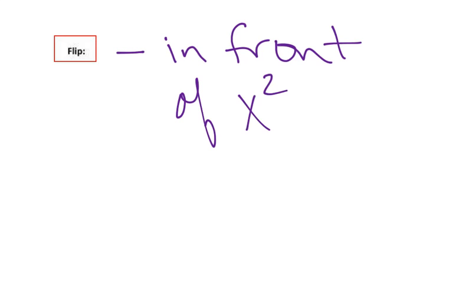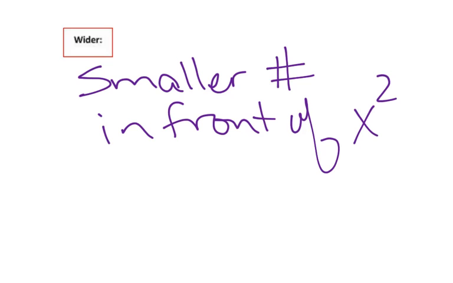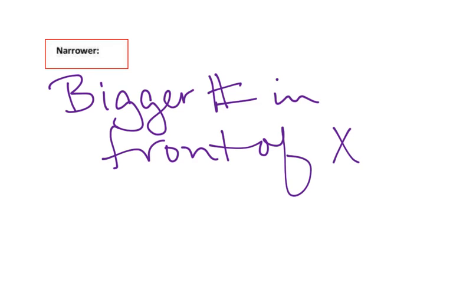So you need to know what you can do to the equation to cause a flip. Remember, we're starting with the parent function. To make it flip, you put a negative in front of x squared. We've already talked about this. To make it wider, you put a smaller number in front of x squared. To make it narrower, you're going to put a bigger number in front of x squared.